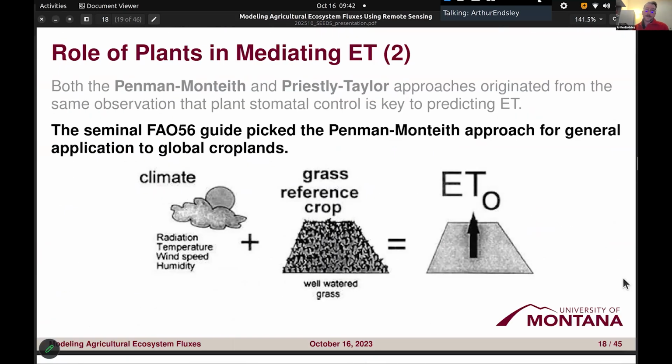And the FAO, in the seminal FAO 56 guide that many of you are probably familiar with, which is a kind of guideline for modeling ET throughout the world, and particularly in agricultural settings, picked the Penman-Monteith approach for general application to global croplands. This is usually done, again, with these driving climate variables, and some kind of reference crop, usually a well-watered, low-stature vegetated crop, in order to predict potential evapotranspiration.